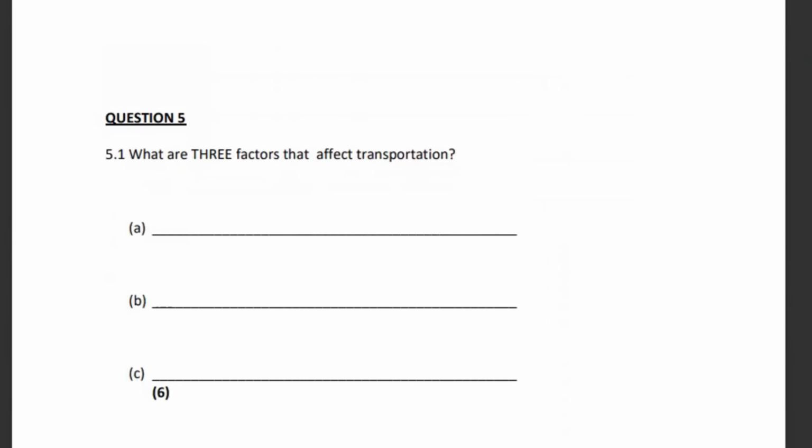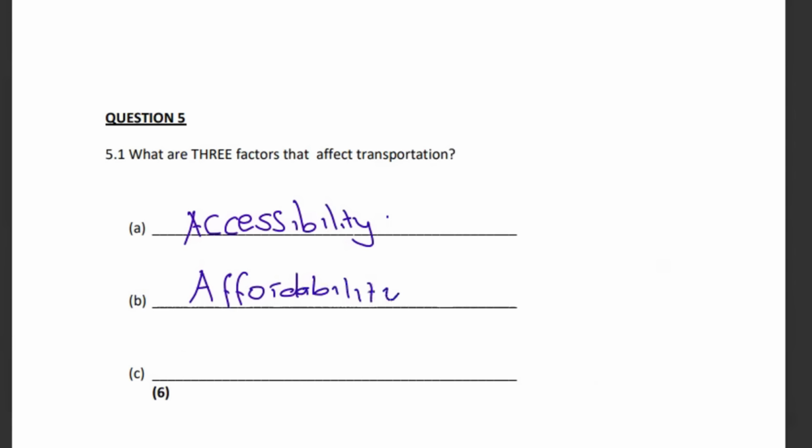Now we have: what are the 3 factors that affect transportation? Factors that you consider when you're going to take a mode of transport. First and foremost, you consider accessibility, how accessible the transport is. You consider affordability. You also consider availability, how available the transport is.